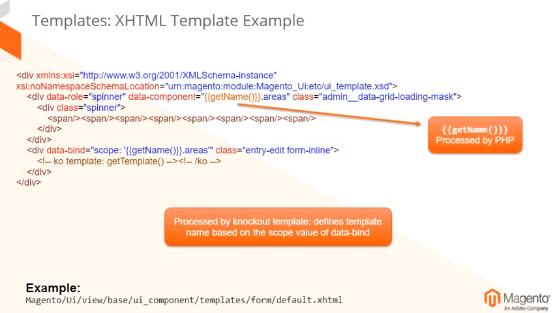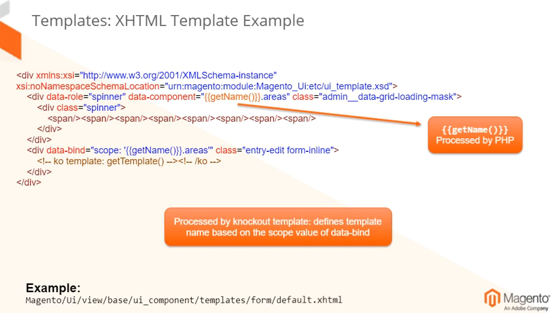This particular example is Magento_Ui view/base/ui_component/templates/form/default.xhtml. You can see it contains div containers. Elements contained within the curly braces are what the Magento compiler will process. There are two types of elements that could be included in the braces. One is a component's method, the method of a corresponding component's PHP class, and the other is a variable.